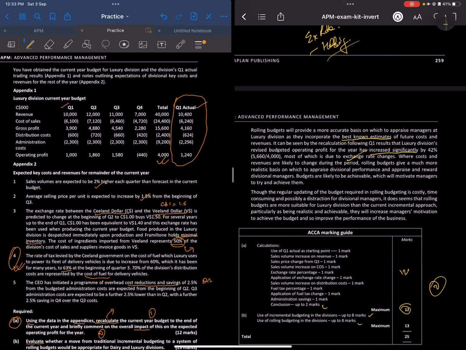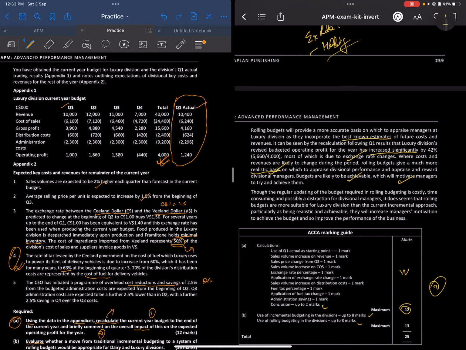Where costs and revenue are likely to change during the period, rolling budget therefore gives a much more realistic basis on which to assess divisional performance. So if they had used the same incremental budgeting, it would have been only 4,000, right? They would have easily hit the target. So sometimes they easily hit the target, sometimes they are way off. It makes this budget more achievable, and it would motivate managers, right?